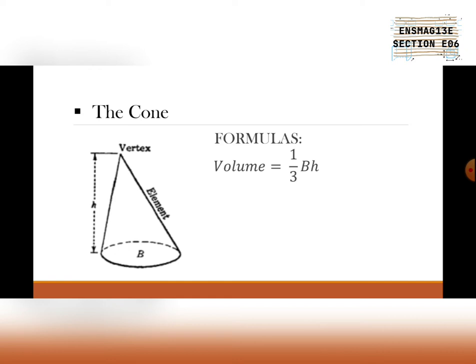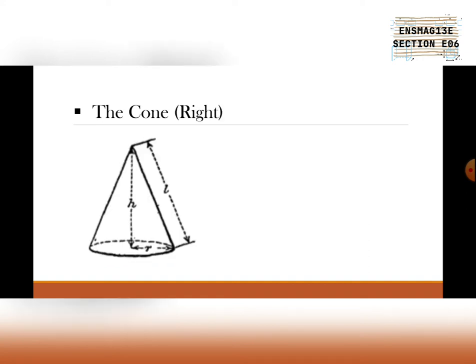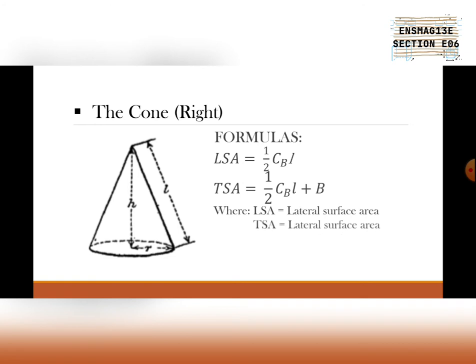The formula for the volume of the cone is equal to 1/3 of the area of the base times the altitude. The formula for the lateral surface area of a right circular cone is equal to 1/2 CB L, wherein CB stands for the circumference of the base, and L is the slant height. To determine the total surface area, we simply sum up the lateral surface area and the area of the base.